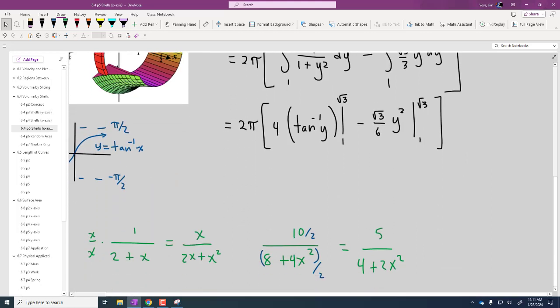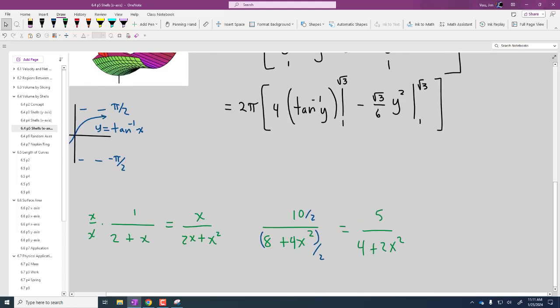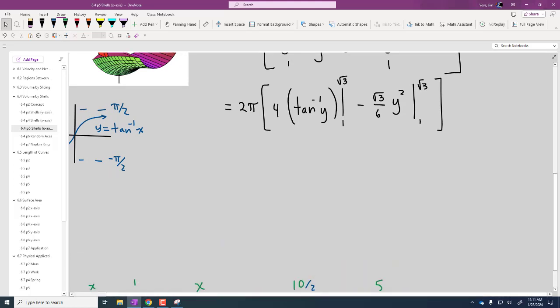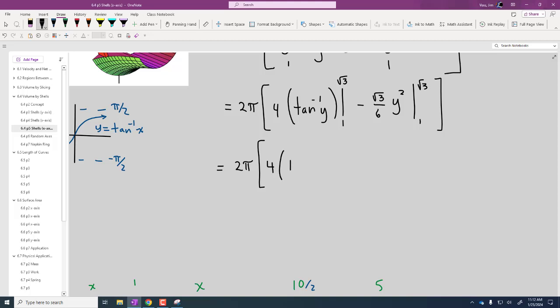So that puts us in this scenario. And the evaluation then, we can distribute this 2 pi in a minute. Let's just leave it here for now, and try to keep it as simple as possible. Let's use a bracket. So we're going to have 4 times arctangent of root 3 minus arctangent of root 1, I guess root 1 is 1, arctangent of 1.